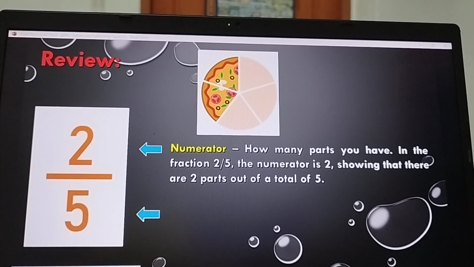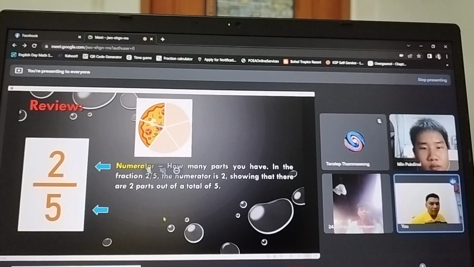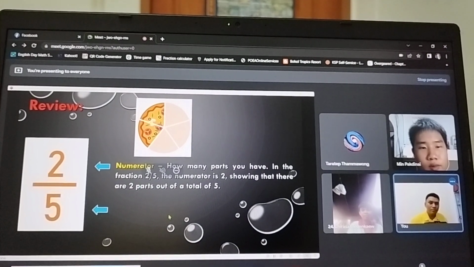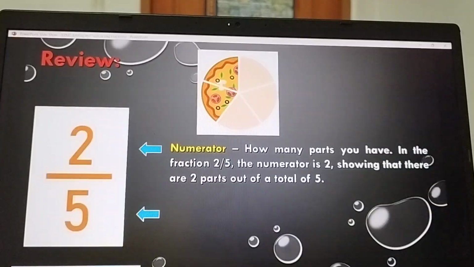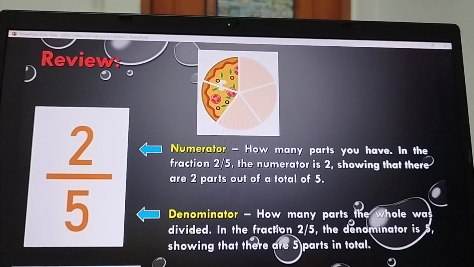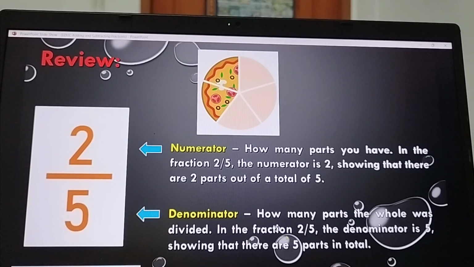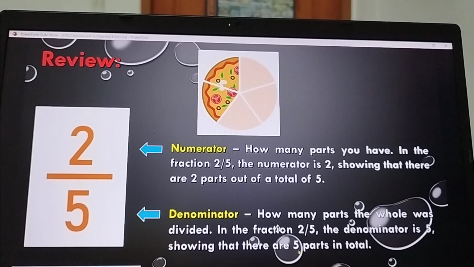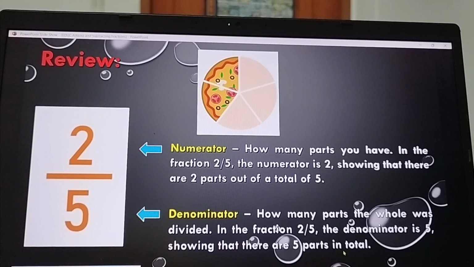How about number 5? What do you call number 5? Taratip. Denominator. Okay, very good. So the bottom number is called the denominator. How many parts was the whole divided into? In the fraction 2/5, the denominator is 5, showing that there are 5 parts in total. So the pizza was divided into 5. So the denominator is 5.